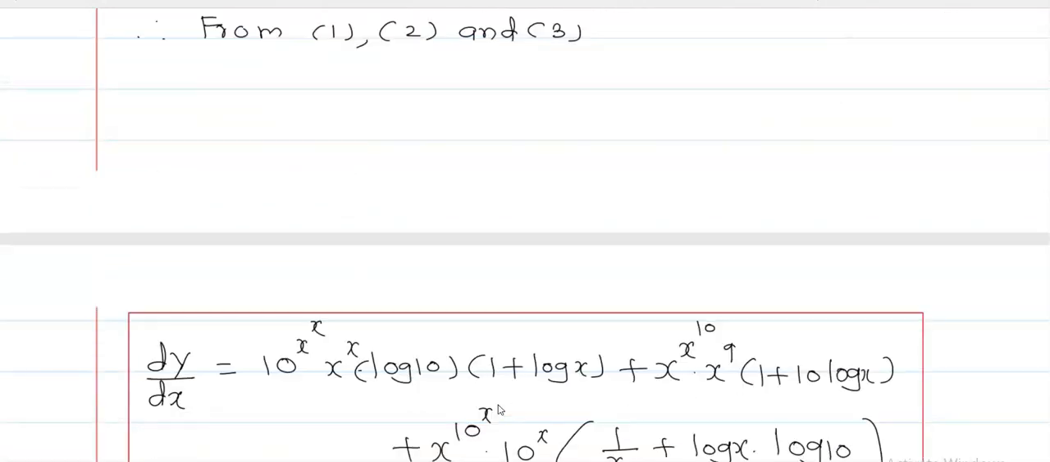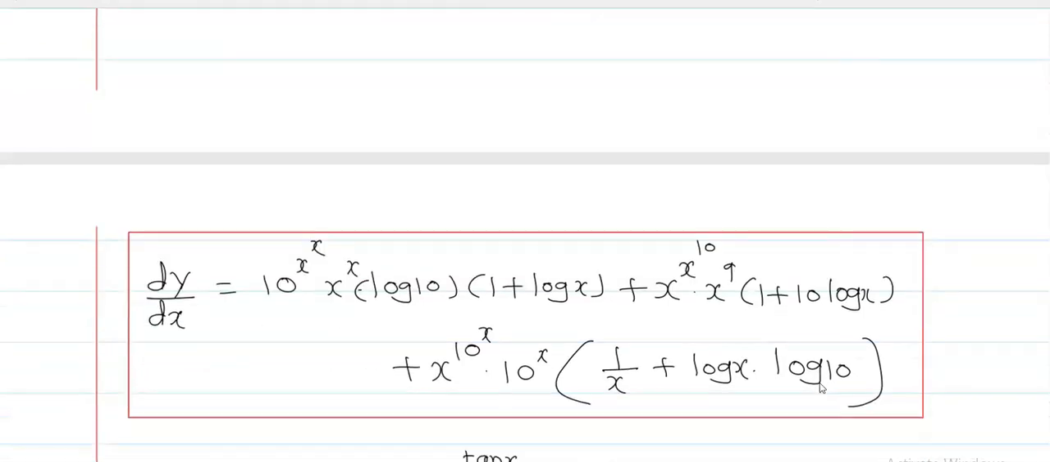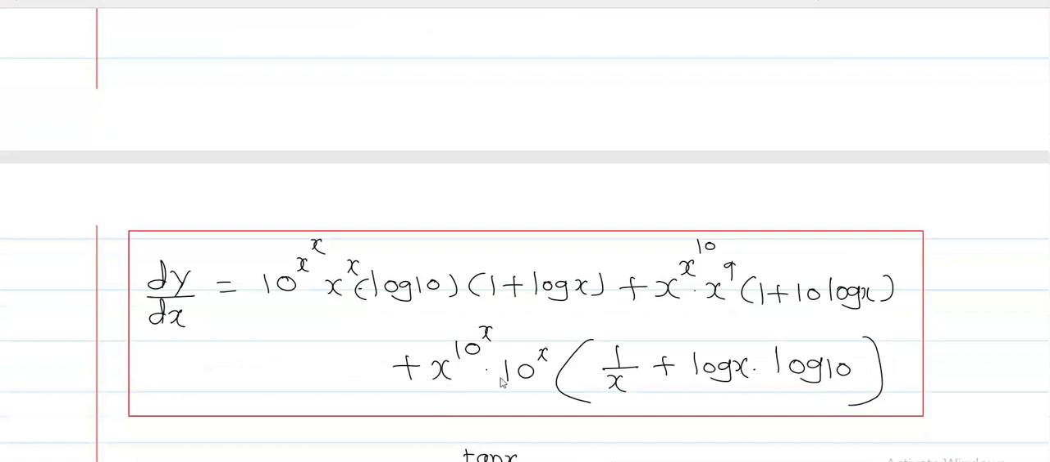And therefore from 1 to 3 this is the final answer. That is 10 raised to x raised to x into x raised to x log of 10 in bracket 1 plus log x, plus x raised to 10 x raised to 9 in bracket 1 plus 10 log x. Next is x raised to 10 raised to x into 10 raised to x in bracket 1 upon x plus log of x into log of 10.